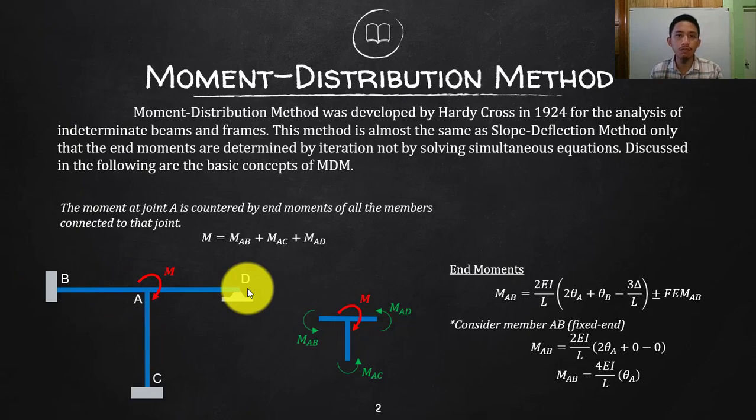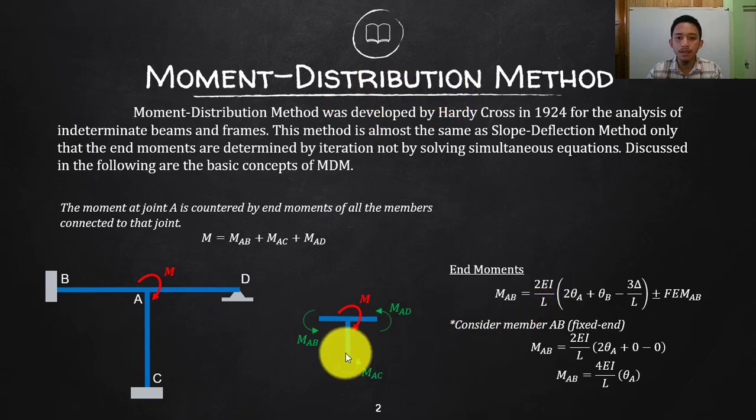That's why we call this moment distribution, because we are trying to focus on a joint and the summation of moments on the joint. If that is a fixed support, then of course that moment will be carried by the support. But let's say that is just a joint, and there is an excess moment. Of course, that will not be stable, so it should be carried by the members connected to that joint, since again we are considering the equilibrium of the structure. So that is the first basic concept. That's why we call this moment distribution.